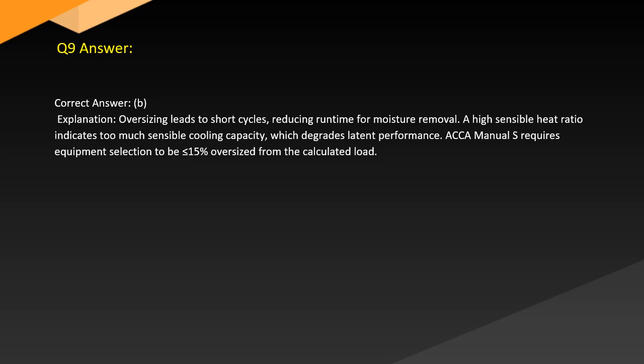Answer. Correct answer B. Explanation. Oversizing leads to short cycling, reducing runtime for moisture removal. A high sensible heat ratio indicates too much sensible cooling capacity, which degrades latent performance. ACCA Manual S requires equipment selection to be within 115% of the calculated load.